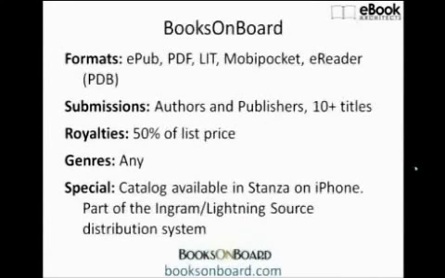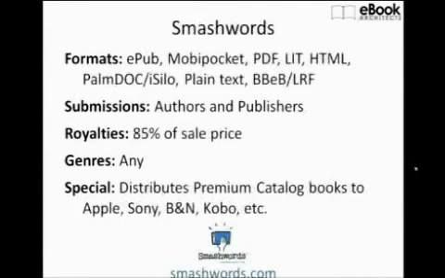Books on Board is the largest independent ebook retailer. They're actually based here in Austin, Texas, with us. They're great people. They sell EPUB, PDF, a lot of the older formats and stuff as well. They are open to authors and publishers, but you do have to have at least 10 titles to work with them. The royalties they give are 50% of list price, and they do have catalogs available in Stanza, and they accept content from Ingram and Lightning Source from that distribution system.